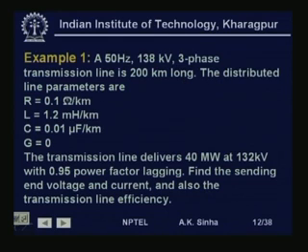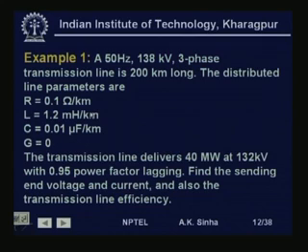The distributed line parameters are R is equal to 0.1 ohm per kilometer, L, that is the inductance, is equal to 1.2 millihenry per kilometer. The capacitance C is 0.01 microfarad per kilometer. The conductance is 0. The transmission line delivers 40 megawatt at 132 kV with 0.95 power factor lagging. Find the sending end voltage and current and also the transmission line efficiency.